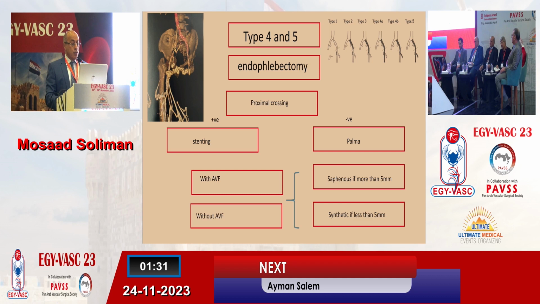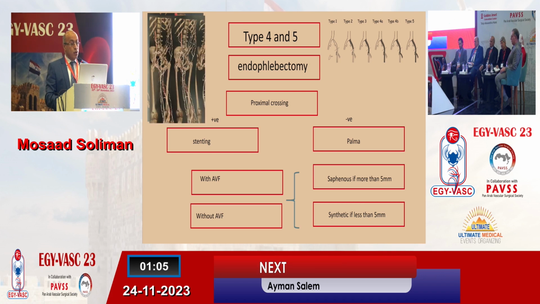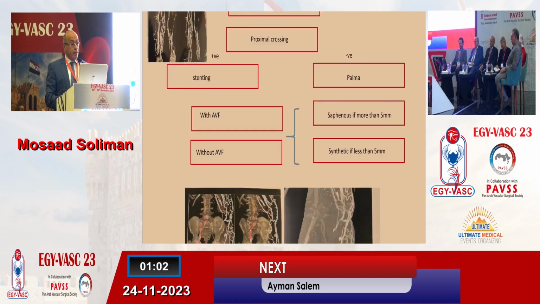Palma operation or bypass, using either the saphenous vein in case of a good vein quality of 5 millimeters or more, or a synthetic graft if we have a poor quality saphenous vein, using either an arteriovenous fistula as an adjunct or not, depending on the adequacy of the inflow and the quality of the graft available, and again in the presence or not of thrombophilia.